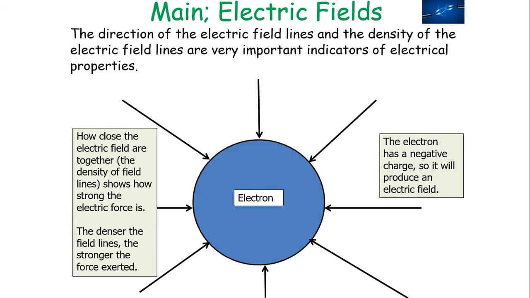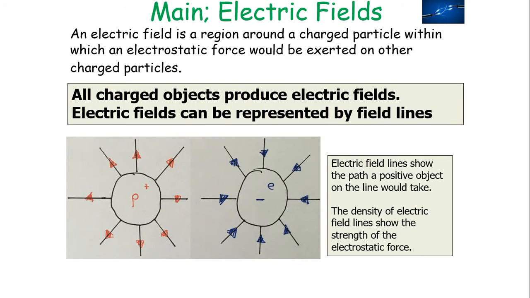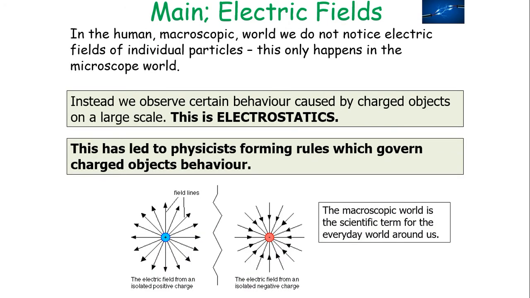How close the field lines are together, the density of the field lines, shows how strong the electrical force is. So the denser the field lines, the stronger the force is. As you'll notice, the closer we are to the charged object, the closer together the field lines are, and the stronger the force. All charged objects produce electrical fields, and we represent these electrical fields with field lines. As you know, the field lines show the path a positively charged object on the line would take.